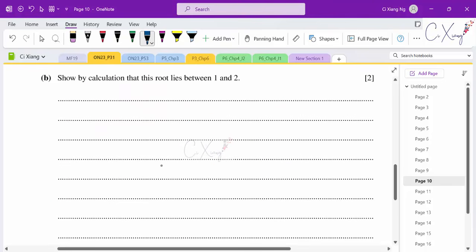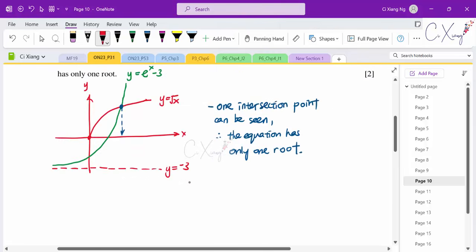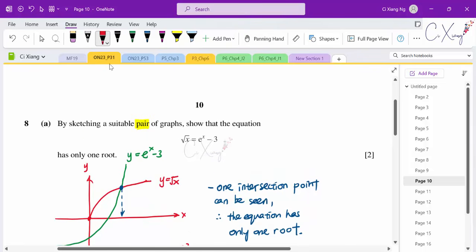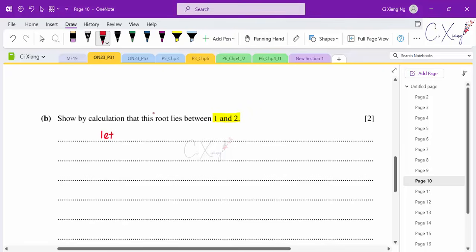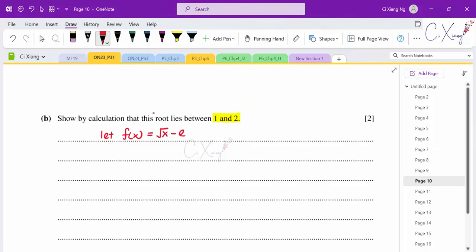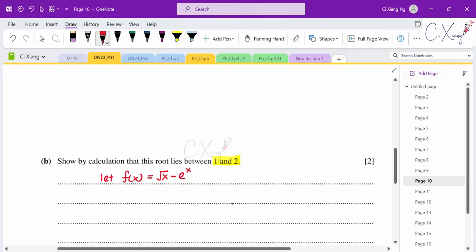Part B. Show by calculation that the root lies between 1 and 2. To show the root lies between any two values given, we have to use the sign change method. For the sign change method, I will get it from the original equation. This is the original equation that I have: e power x minus 3 equals to square root x. I want to bring everything to one side. So I will have f(x) equals to square root x, and I bring the negative 3 and e power x over. When you bring the e power x over, it becomes negative e power x. Then 3, when you bring it over, it becomes positive 3.